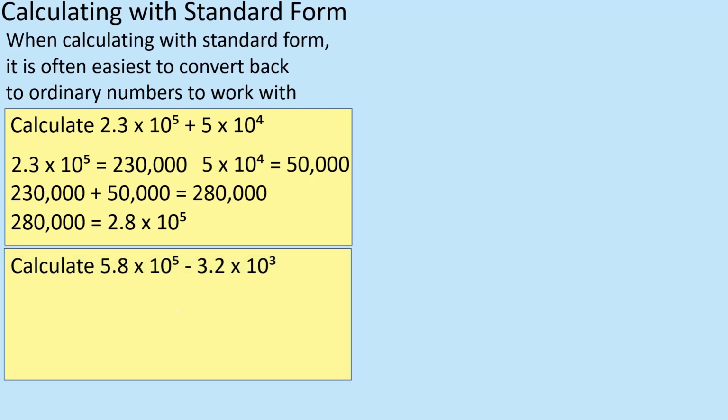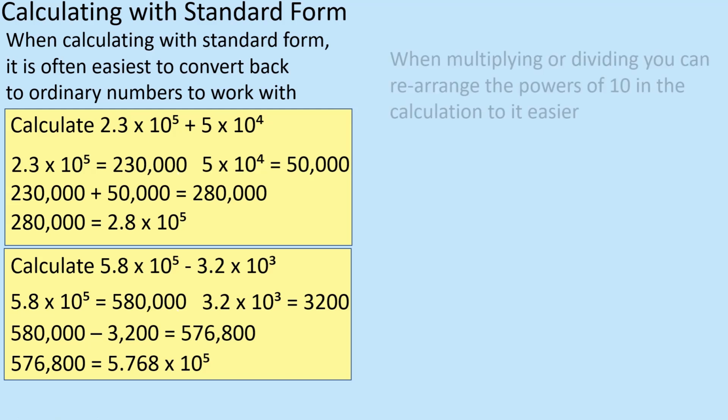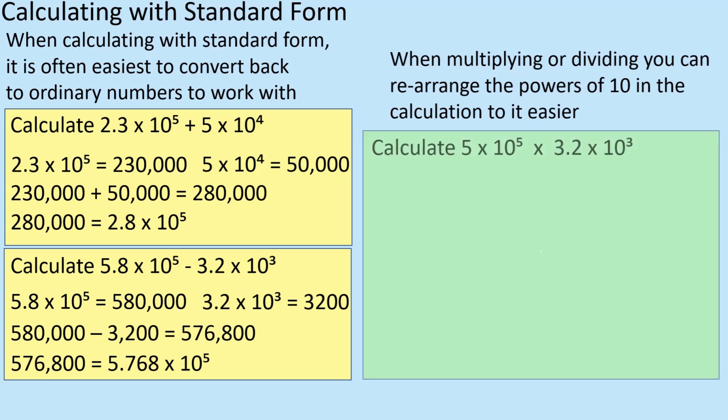Take away, same kind of process. If we're going to convert it to normal numbers, 580,000 take away 3,200 is going to give you 576,800. And of course, converting it back, it's going to be 5.768 times 10 to the 5. All right, so that's an option: turn it back to normal numbers. Other options are multiplying and dividing. You can rearrange the powers of 10 to make the calculation easier.